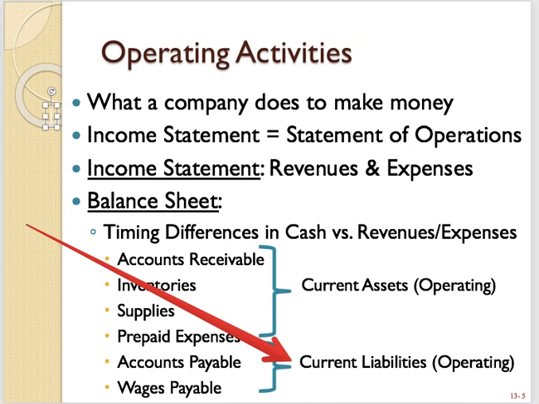Okay, there could be maybe some other current liabilities that are not necessarily operating in nature. So for example, if you borrow money for a short-term note, that would not be considered operating. We'll talk about what that is a little bit later, but it's not operating. So really just focus on only those current assets and current liabilities that have to do with the normal operations of the business.